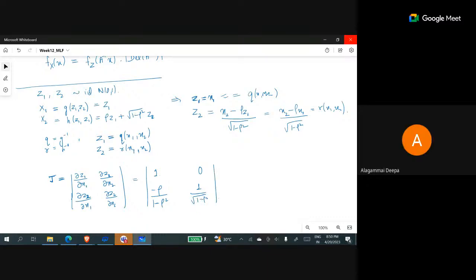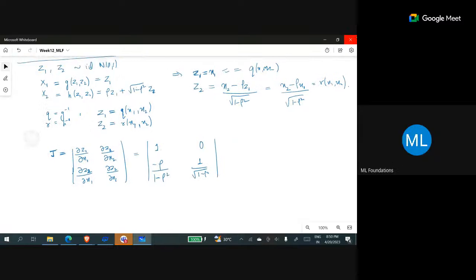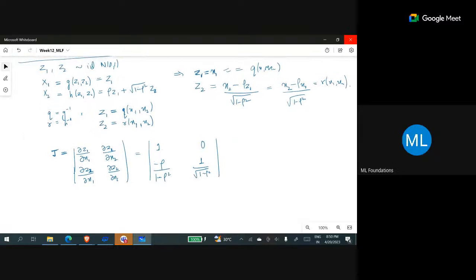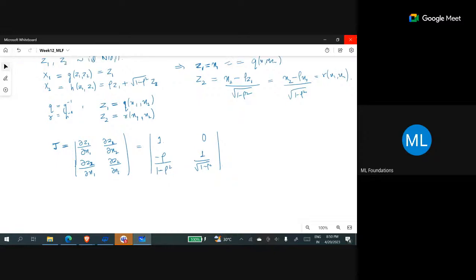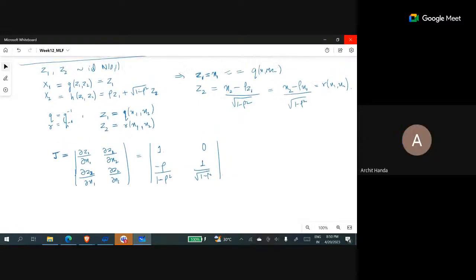Now, after this, when you want to write this z in terms of... Ma'am, shouldn't it be minus rho upon root 1 minus rho square? No, this is x2, x2 has a plus one coefficient. Yeah, sorry, this is the root.